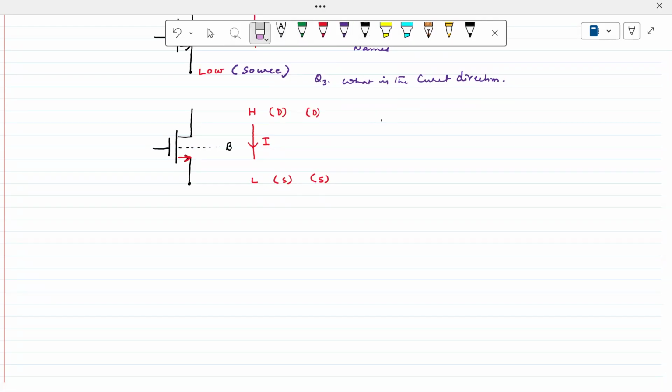With the help of potential, or with the help of electrons. The direction of the electrons I can say.